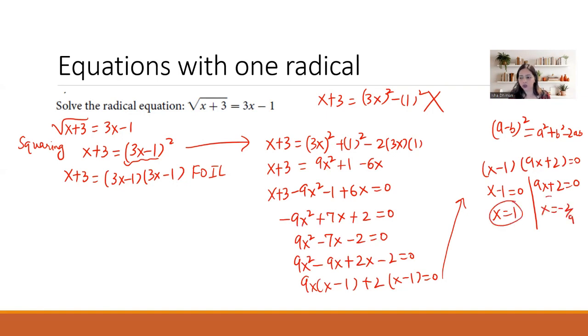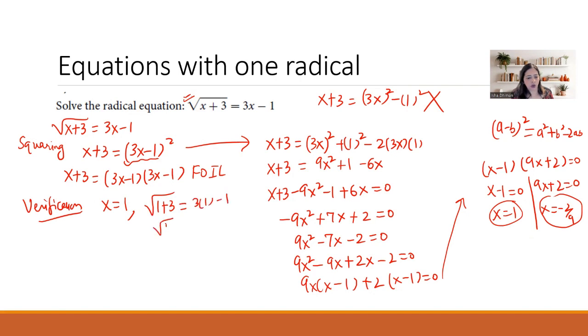So these are the two solutions which I got. And now we will do the verification part. So let's first verify x equals to 1. When you plug in x equals to 1 in the original equation, I'll get square root of 1 plus 3 equals 3 times 1 minus 1. So square root of 4 equals 3 minus 1. Square root of 4 is 2, which is correct. Hence, I would say this is the true solution.